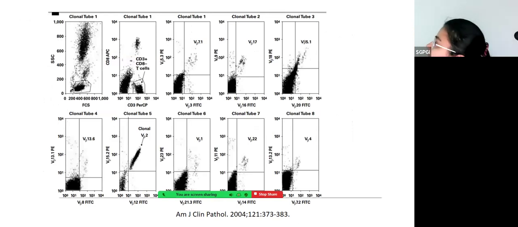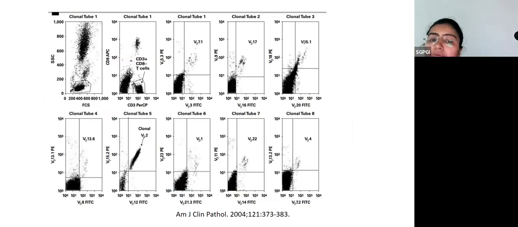So if you have a look at the clonal tube, you realize that these cells are CD8 negative. So they're talking about the helper cells. They've only added CD8 and CD3 along with the other antibodies here. So in this, what you see is that you have nothing here, nothing here. So a lot of V betas are not expressed, but the V beta that is expressed here is V beta 2. So a clear clonal population, with very, very minimal expression of all the other V beta tubes.